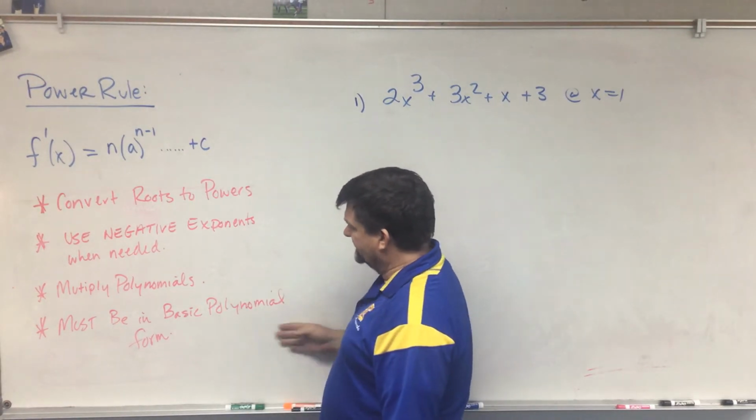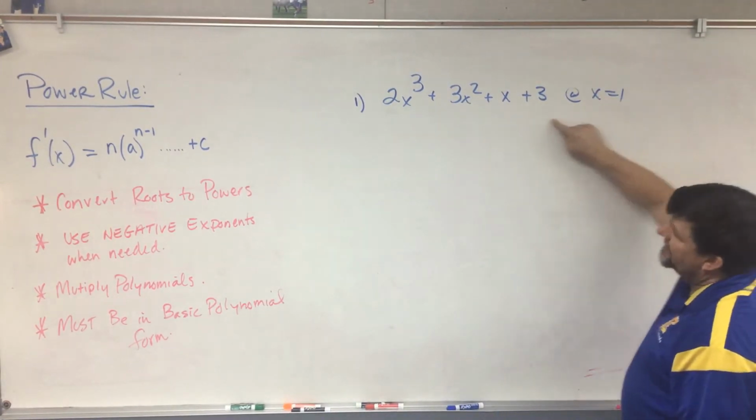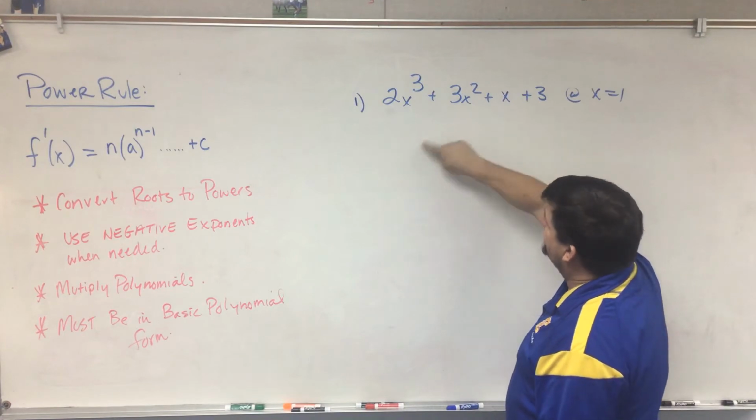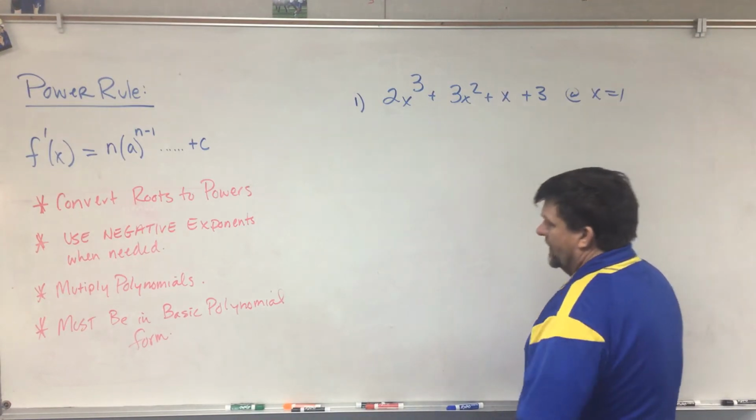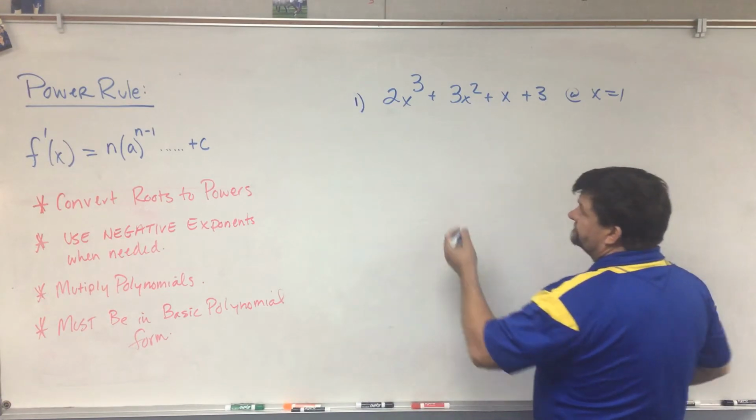It must be in a basic polynomial form, so it's like linear, looking like this. It's got to look like that. Can't have all sorts of crazy stuff. Can't have roots in it. So when we're dealing with the power rule, let's tackle this. I'll show you the long way.